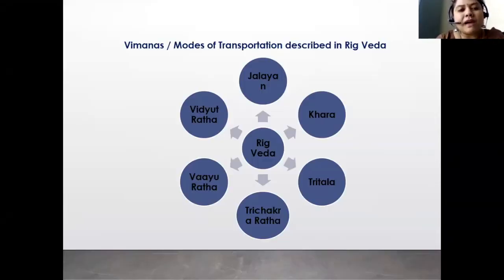Now let's discuss Vimanas and the different modes of transportation described in the Rigveda: Jalayan, Khara, Trithala, Trichakra Ratha, Vayu Ratha, and Vidyut Ratha. In the next session, let's go through each one of them in detail so that I can compare how these modes of transportation compare with modern modes of transportation. Further, in the next session, let's go through Maharshi Bharadwaja's Vaimanika Shastra in detail, and see the description of Vimanas, the process of purification of metals, Bastradhikarana and other aspects. Followed by that, I have a few interesting topics, like the comparison between carvings of ancient Vimanas at our heritage sites and modern aircraft.